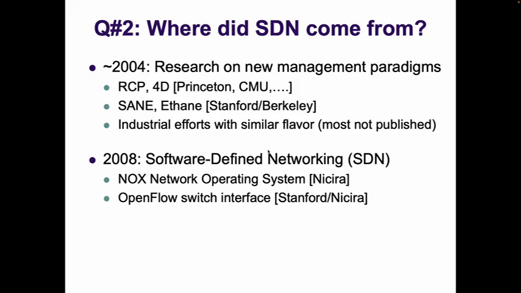Then in 2008, SDN became a thing. The name actually came from the MIT Technology Review. None of us picked it, a writer there just decided that's what to call these things. And then there were two early papers, the NOX network operating system that came out of a startup named Nicira, and the OpenFlow switch interface, which came out of Stanford.